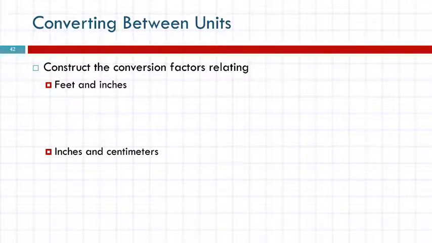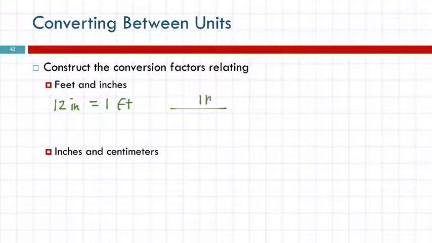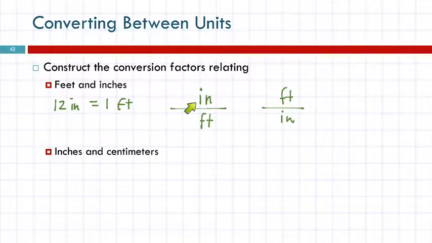We need to get through this chapter. So constructing a conversion factor. So feet and inches. There's the relationship, right? We know that 12 inches is equal to 1 foot. So when I make a conversion factor, I'm going to have 1 on top and 1 on the bottom. So I could put the inches on top, or I could put the feet on top. Which one I'm going to do depends on the particular problem I'm going to do. So here's the conversion factor, but I need numbers.